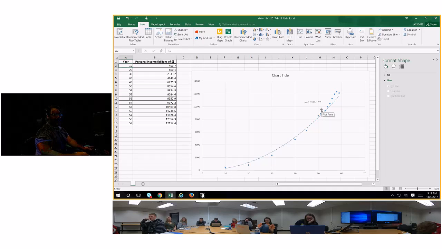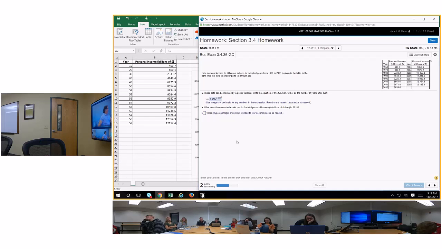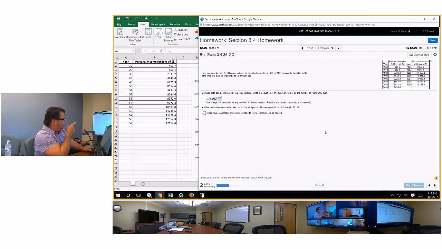So in this case, you need to make a note on this problem. Because if you see that one on the test, you need to highlight where it says with x as the number of years after 1950, and put change x values.